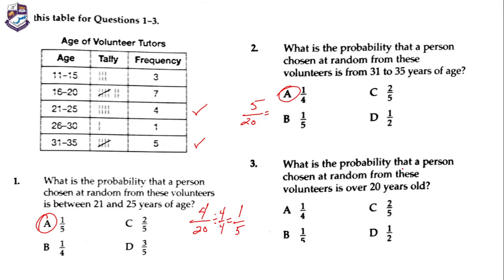Number three, what's the probability that the person will be chosen and will be over 20 years old? So over 20, that's the big thing here. These people are not over 20, so they're out. These people are not over 20. Over 20 means 21 or higher, right? So in this case, it'd be all 3 of these, so you got to add them together. So that is 10, right? That is 10 out of 20, which simplifies to 1/2. So the answer would be D.